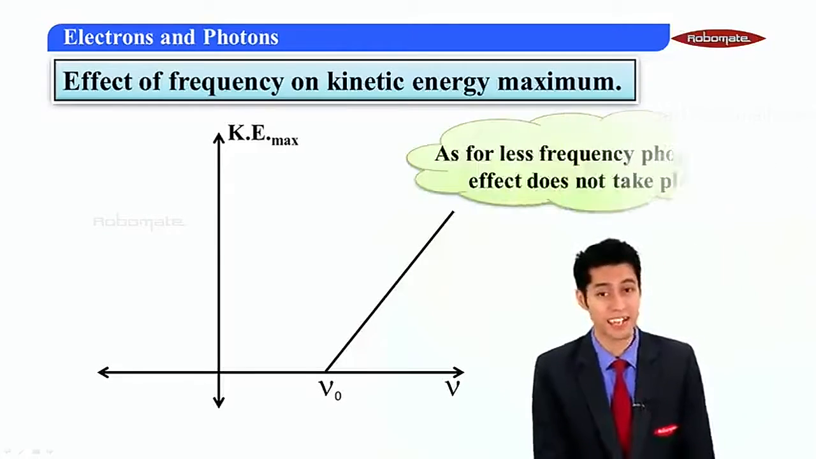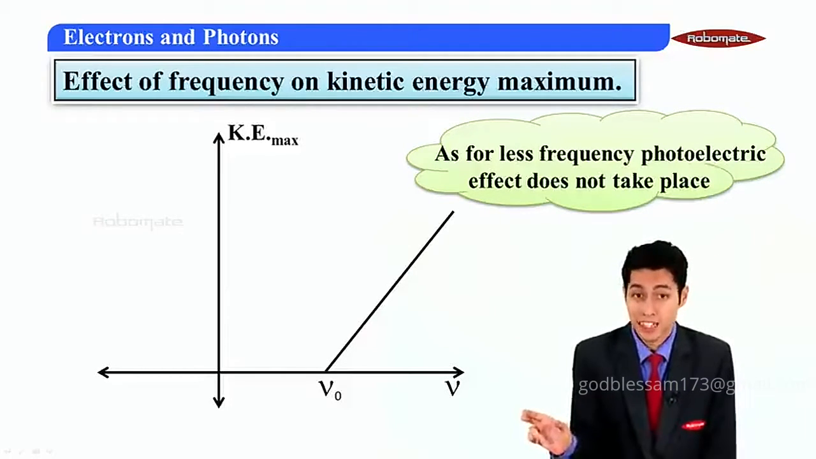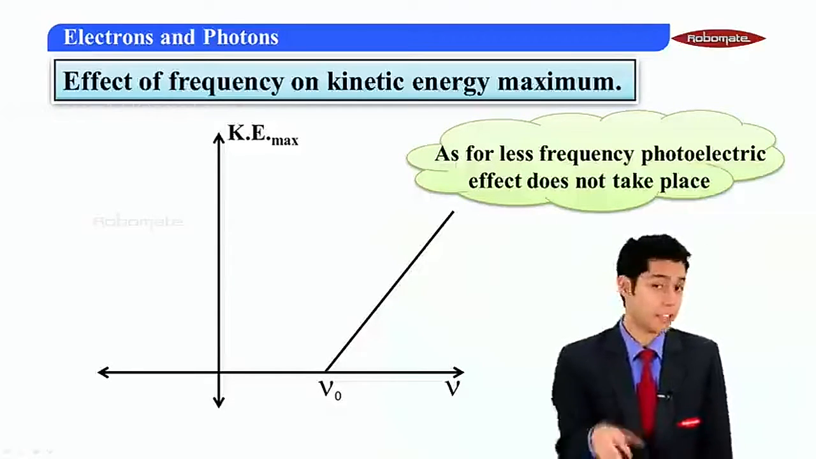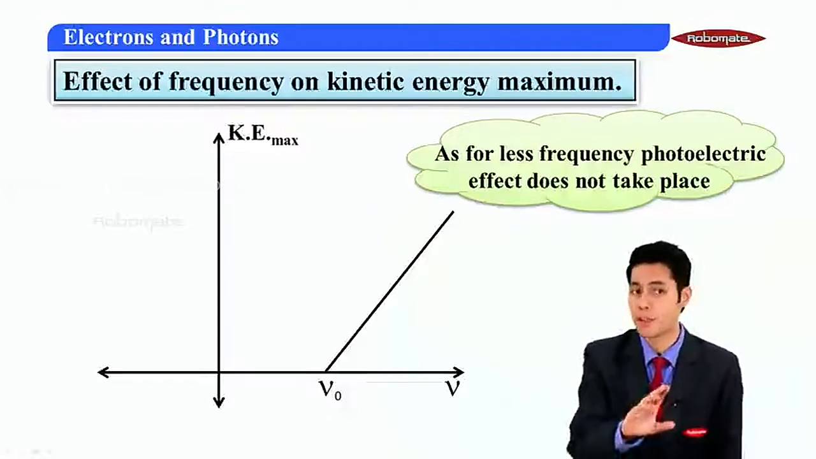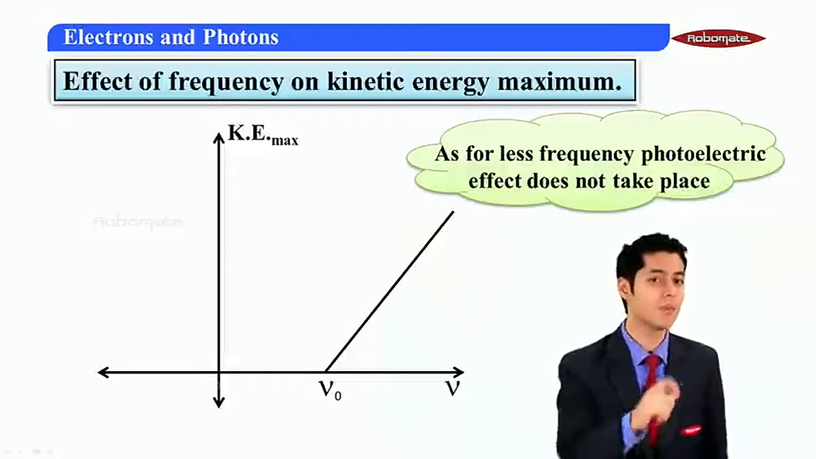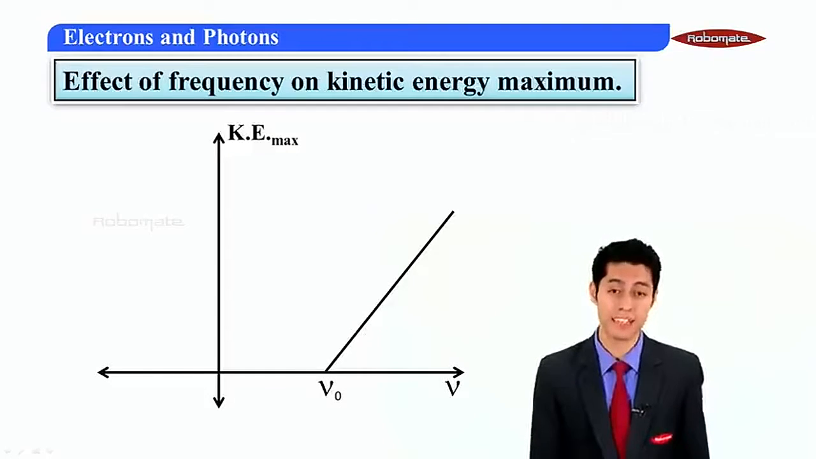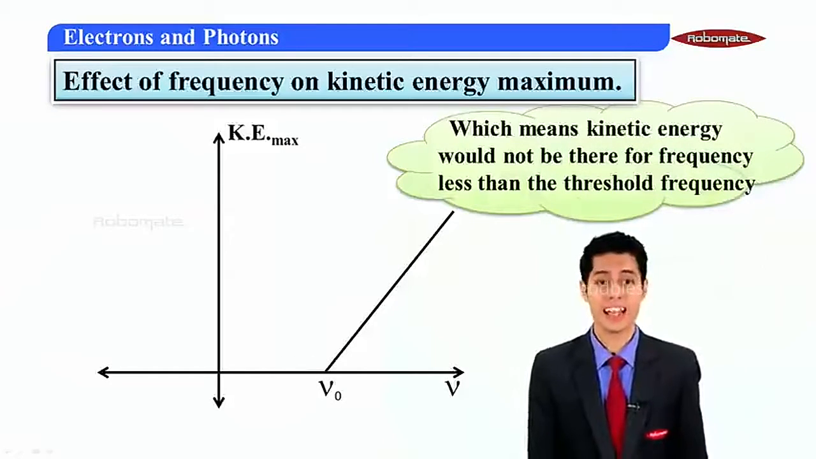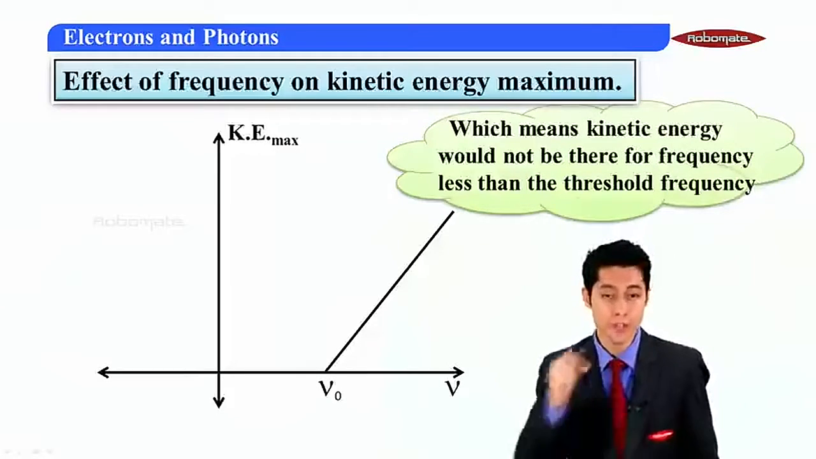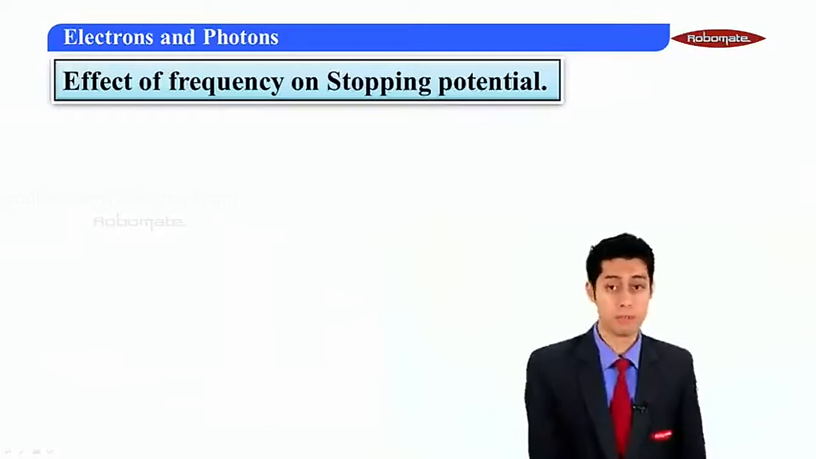The reason why it cuts the x-axis at nu naught is because if we have less frequency, the photoelectric effect will not take place. And if it does not take place, there will be no kinetic energy. There will be no electron coming out, and hence no photoelectric effect will take place. So the photoelectric effect takes place after a frequency nu naught, and hence the whole graph will start from nu naught, and from nu naught we will have the kinetic energy go on increasing. So we move on to the next graph.